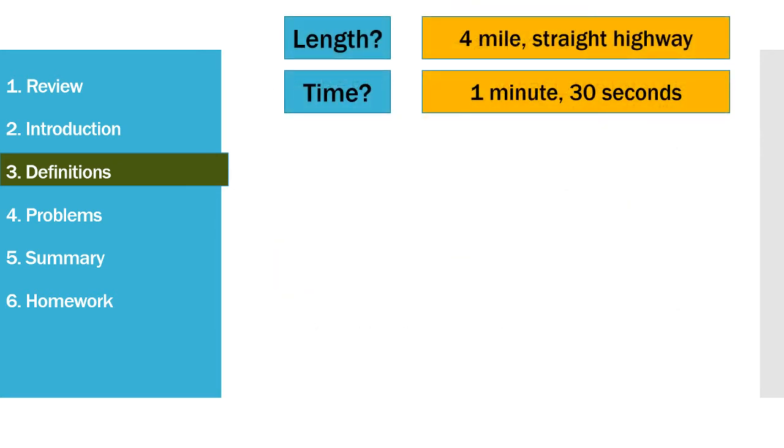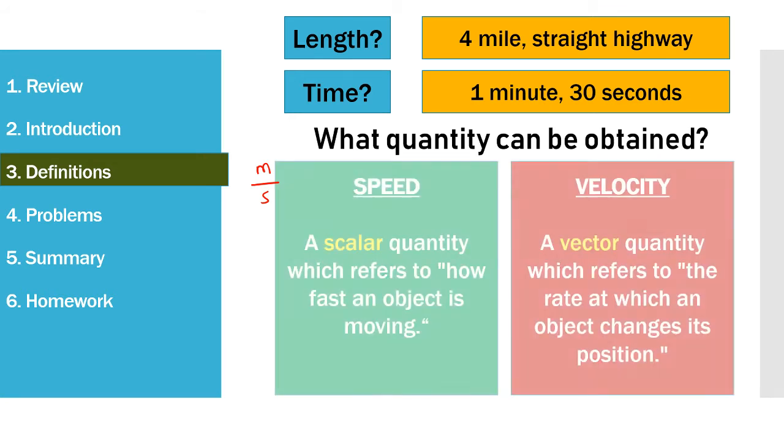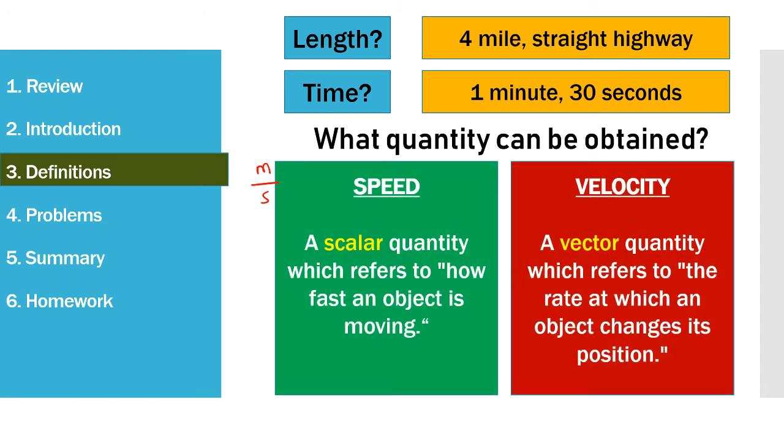Now what about this one? Length and time. When you have length and time, what quantity can you obtain? Well, we know a few quantities that involve length and time. An example of a quantity involving length would be meters. Another example involving time would be seconds. And you know meters per second. This is an example of a quantity of speed or velocity. Speed is your scalar quantity and velocity is your vector quantity.